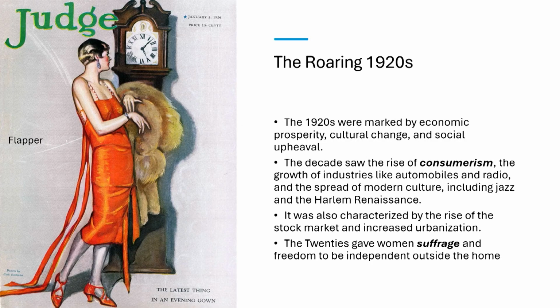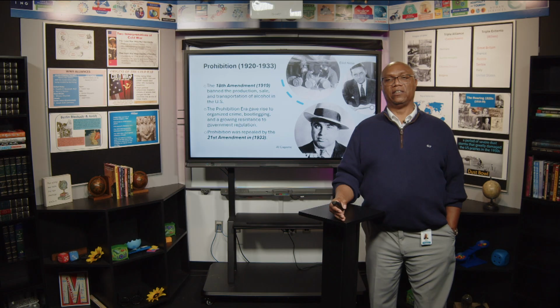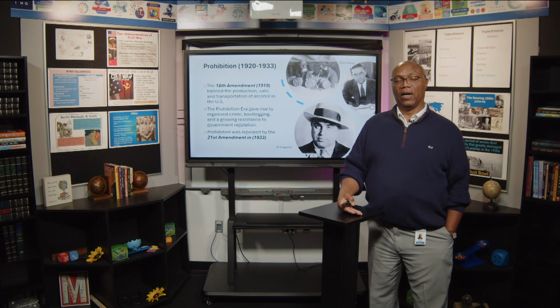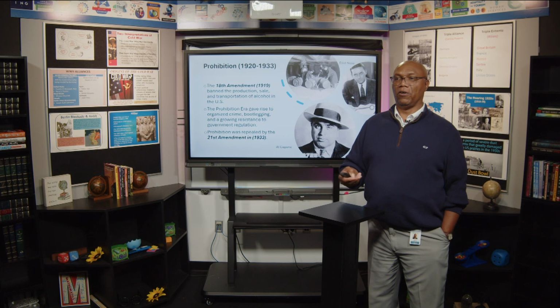The 1920s were marked by economic prosperity, cultural change, and social upheaval. The decade saw the rise of consumerism, people buying stuff, the growth of industries like automobiles and radio, and the spread of modern culture, including jazz and the Harlem Renaissance. It was also characterized by the rise of the stock market and increased urbanization. The 20s gave women suffrage and freedom to be independent outside the home, dress the way that they want, and basically put themselves out there for the first time. They weren't just extensions of their husbands. They weren't extensions of their fathers. Now women are beginning to come into their own.